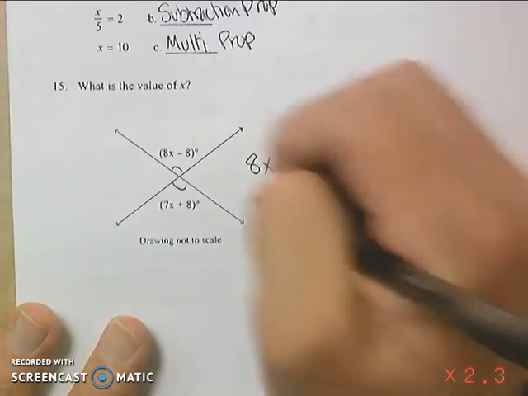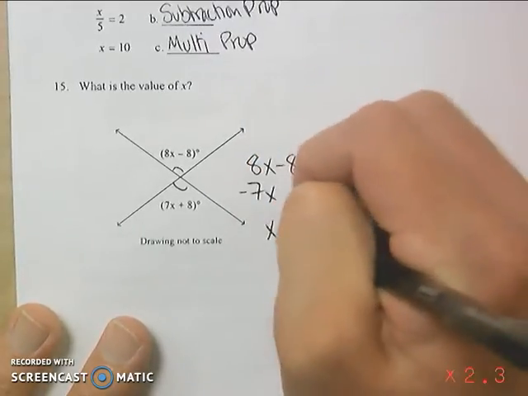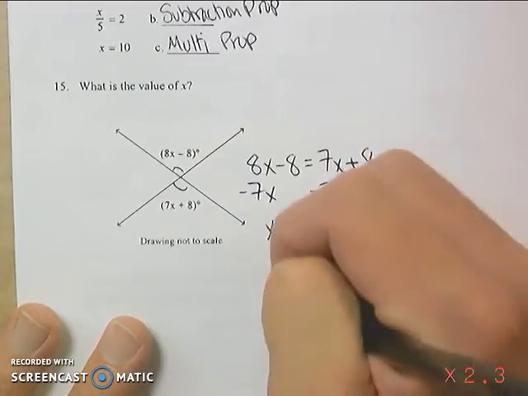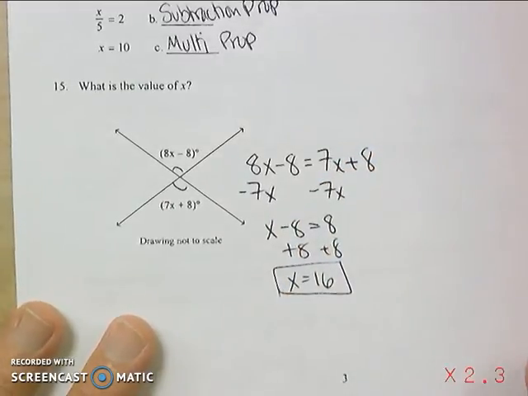So I'm going to subtract the smaller one. So I get x minus 8 equals 8. Add the 8 to both sides. X equals 16. There's the bell. Okay.